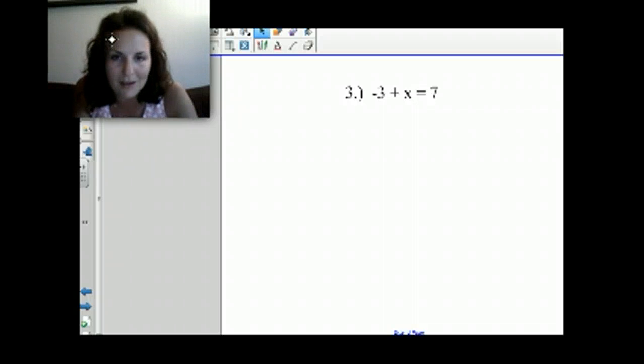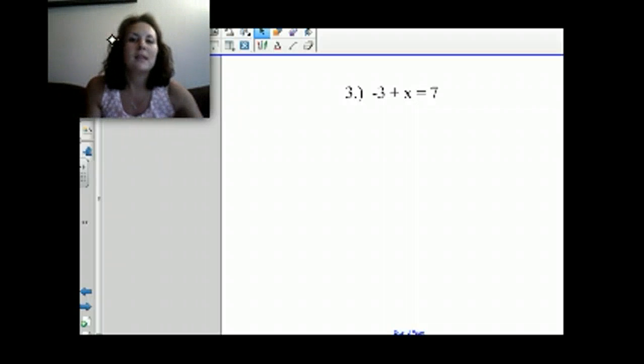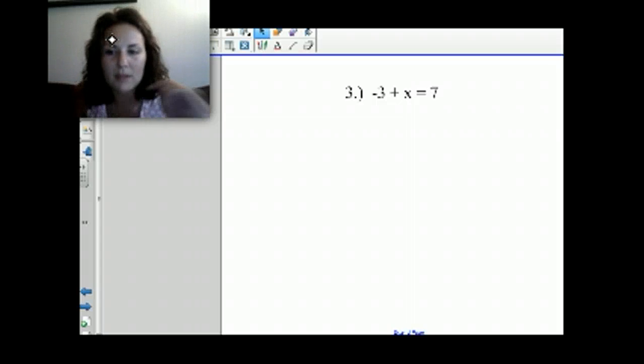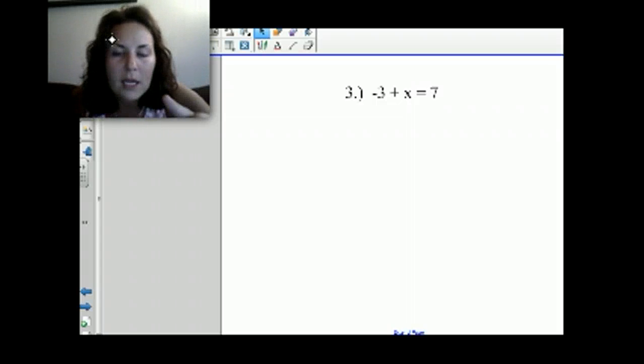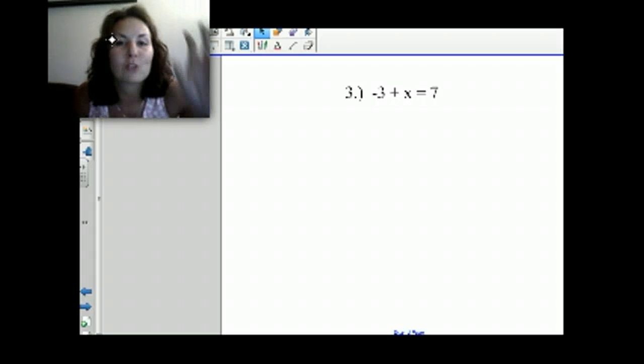Negative 3 plus x equals 7. Now, this one can be tricky. We see a plus sign. Don't point. You can't see me point. We have a plus sign. But that does not mean we subtract. We are trying to get the x alone.